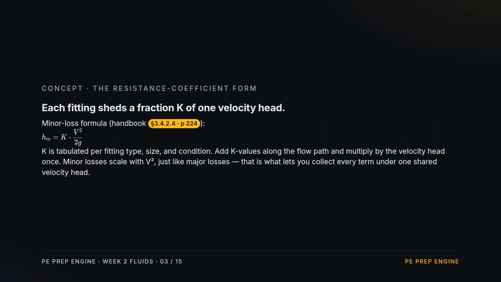The form to recognize: minor head loss equals K times the velocity head, V squared over 2g. K is a dimensionless resistance coefficient, tabulated per fitting type, size, and condition. For a whole flow path, add the K values in series and multiply by one velocity head. Minor losses scale with velocity squared, like the major loss, which is what lets us collect everything under one shared velocity head.